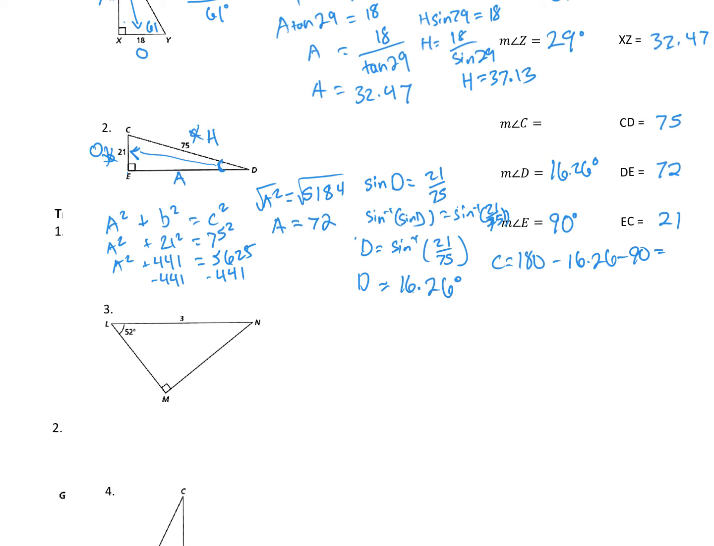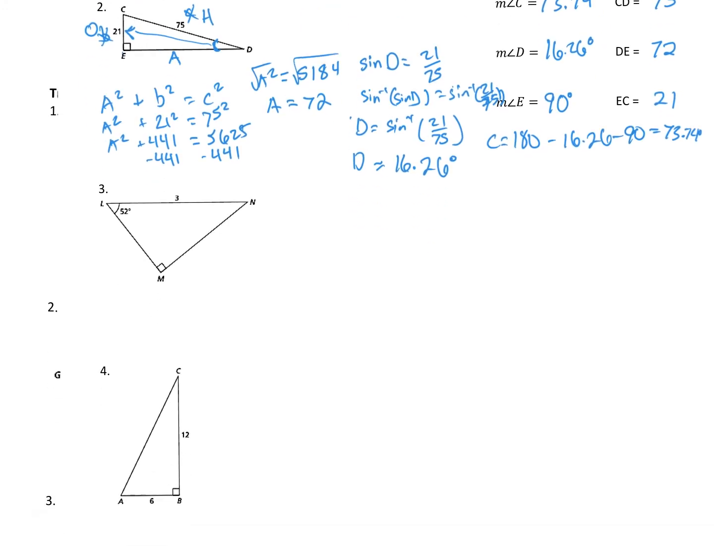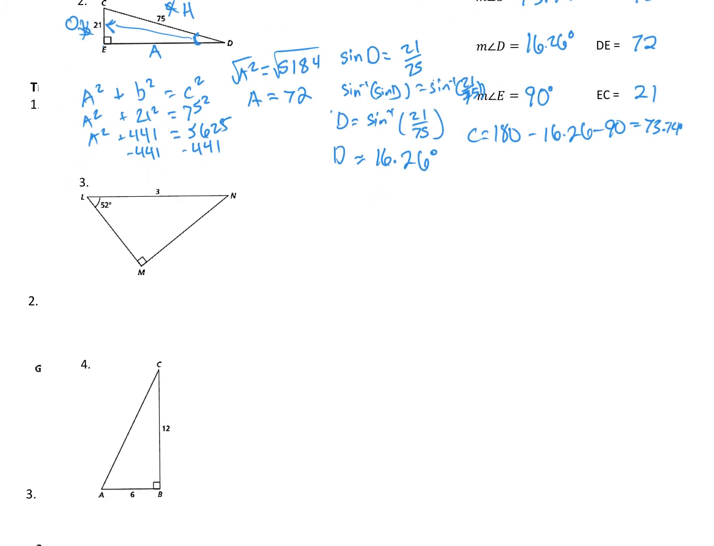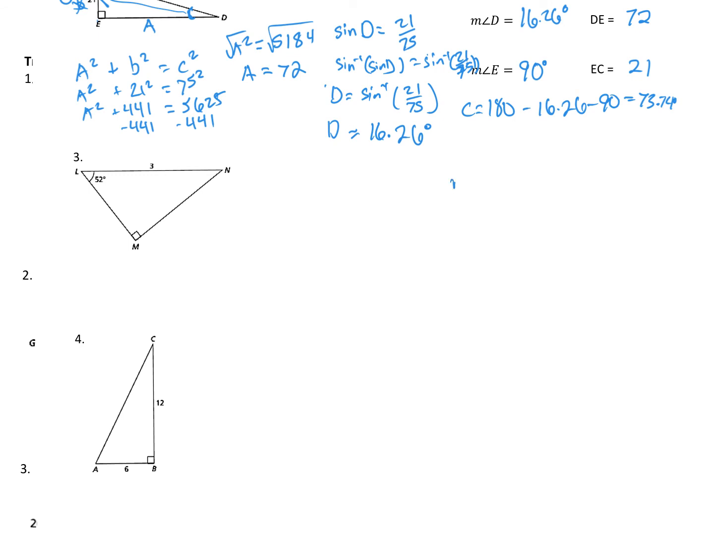So 180 subtract all of that. That gives me 73.74 degrees. So angle C is 73.74 degrees. Let's go on to number 3. Number 3, I got an angle. I got one side. I can find a third angle like so. So let's do measure of all of my angles first. Measure angle L, measure angle M, and measure angle N.